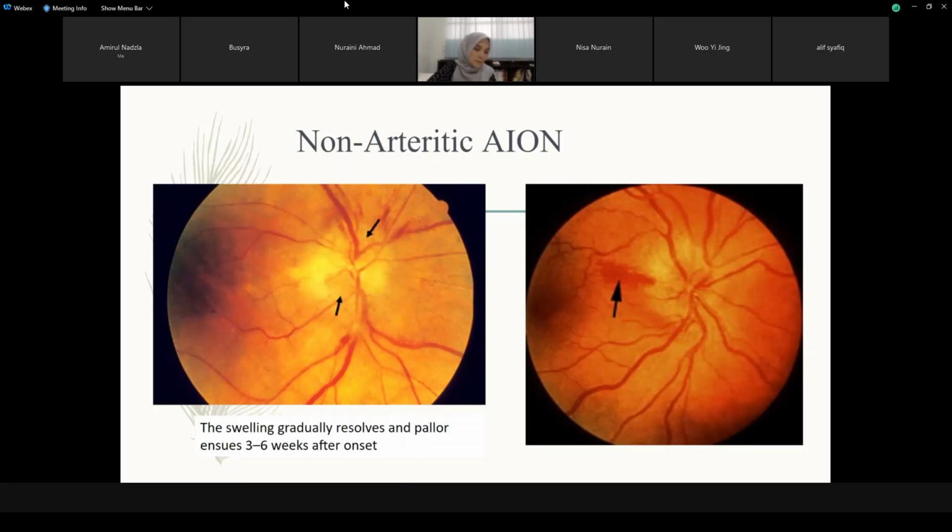This is the image that shows a swelling of the optic disc, which gradually resolves, and then the pallor will occur 3 to 6 weeks after the onset. On the second picture, it shows splinter hemorrhage at the prepapillary region. As you can see, the hemorrhage is longitudinal, panjang. Okay, next.